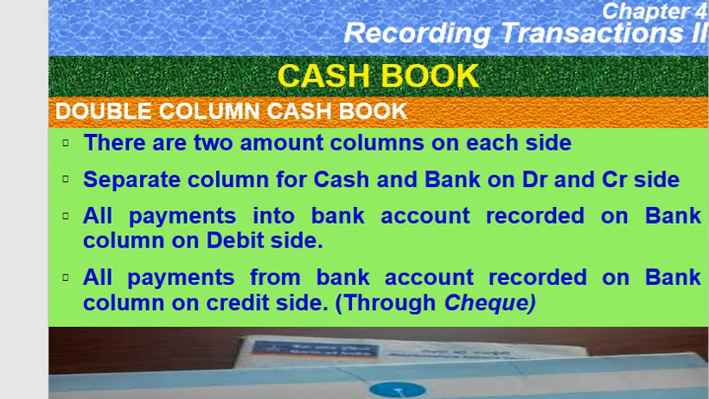So there are two amount columns on each side, separate columns for cash and bank on the debit and credit side. All payments into the bank account are recorded in the bank column on the debit side. Very important. All payments from the bank account are recorded in the bank column on the credit side. That means if anything is issued or paid through a check, then it will come on the credit side.